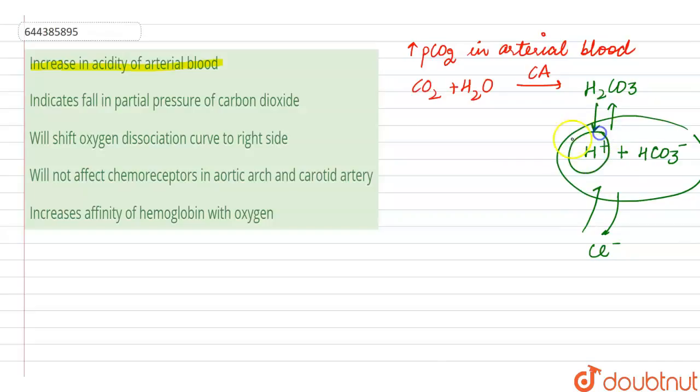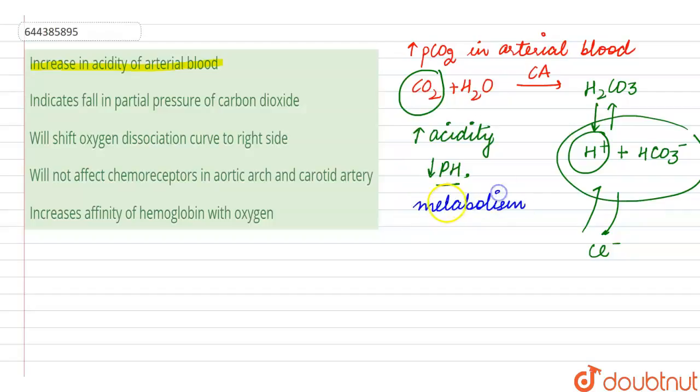The H plus ions which are produced because of this reaction increase the acidity. That means it decreases the pH. So decrease in pH means there is more production of carbon dioxide. More carbon dioxide production means that there is faster metabolism taking place, which requires more oxygen now. So here, let's see the options one by one.